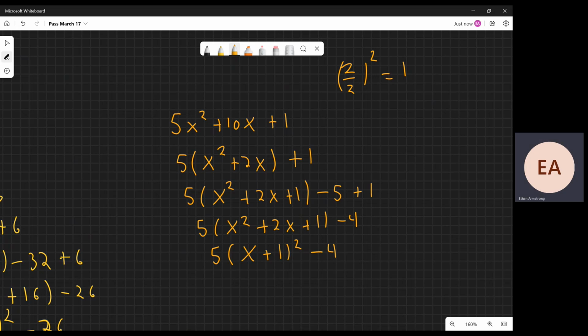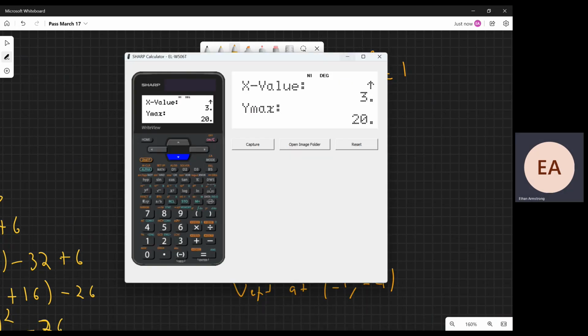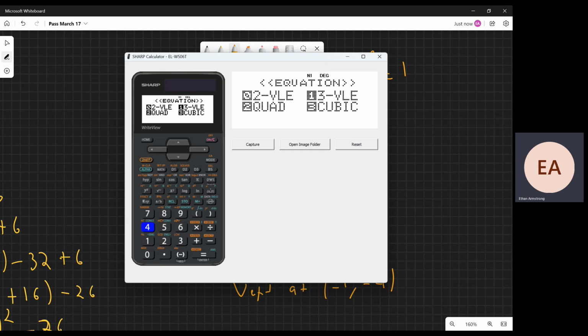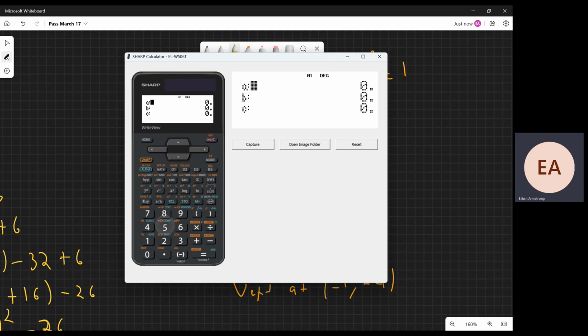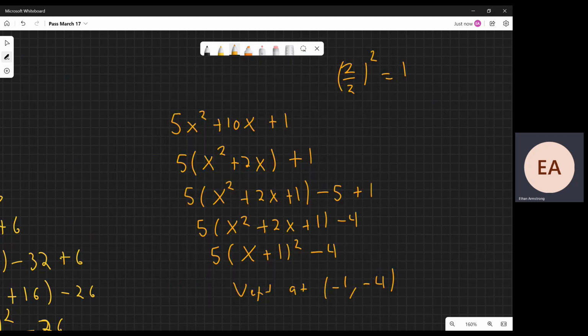And therefore we have the vertex at -1, -4. And then let's check that. So clear mode, 4 for equation, 2 for quadratic. A value is 5, our B value was 10, and our C value is 1. And this is just a way to check. You can't just put it into your calculator and get the answer out, because you won't get too many marks if you don't show your work, but this is just a good way to make sure you did it right. And -1, -4, that's what we had, so we got that one right.